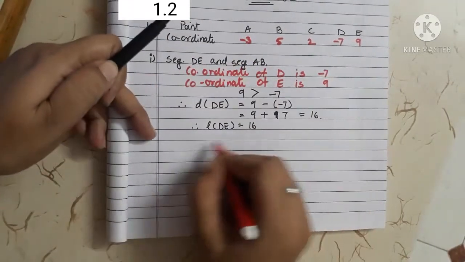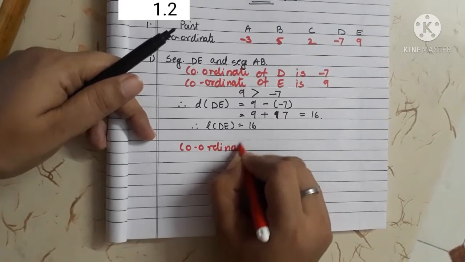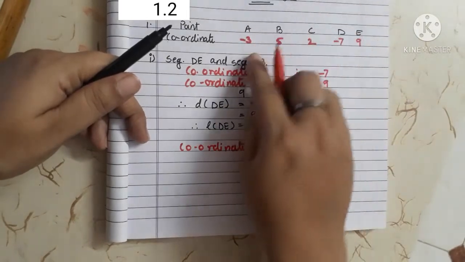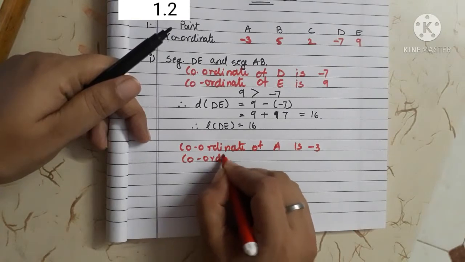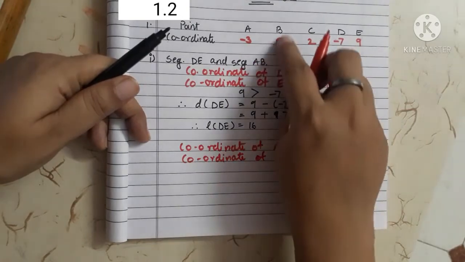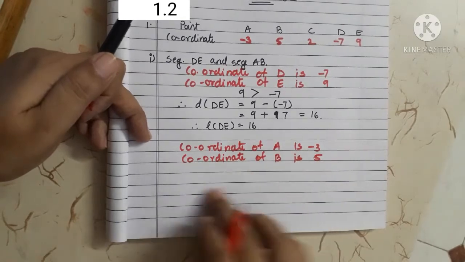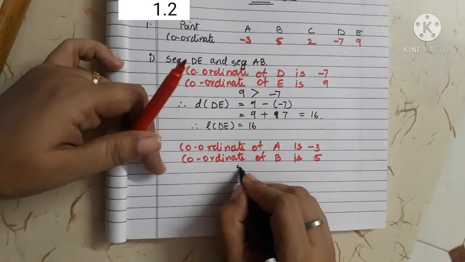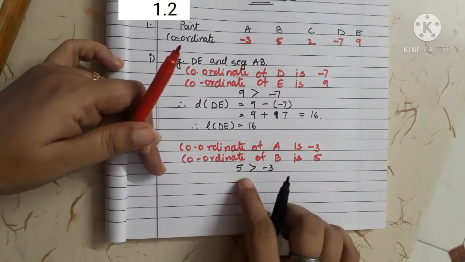Okay, so first what we will write? We will write the coordinate of A. What is the coordinate of A? See in the table given, -3. Coordinate of B, what is B? Again you will check here, it is 5. Okay, then we will check which is the largest number, 5 and -3. Again positive and negative, so always the greater number is the positive number.